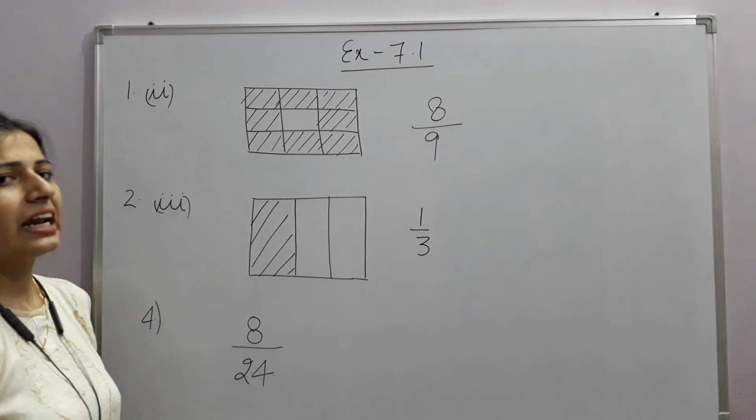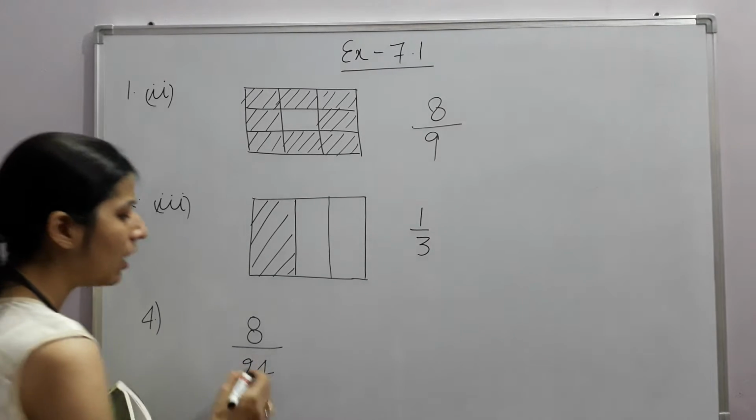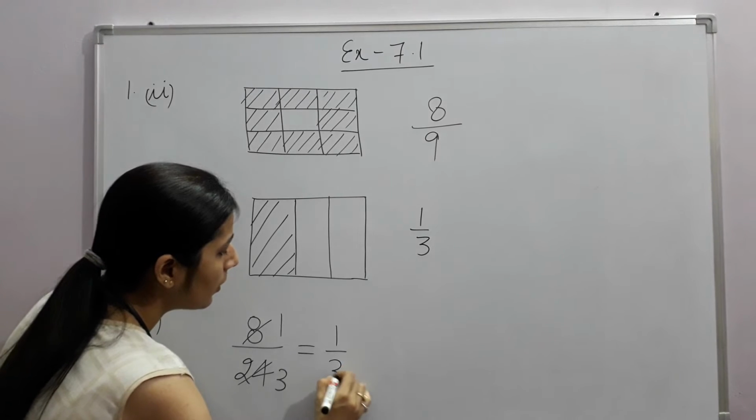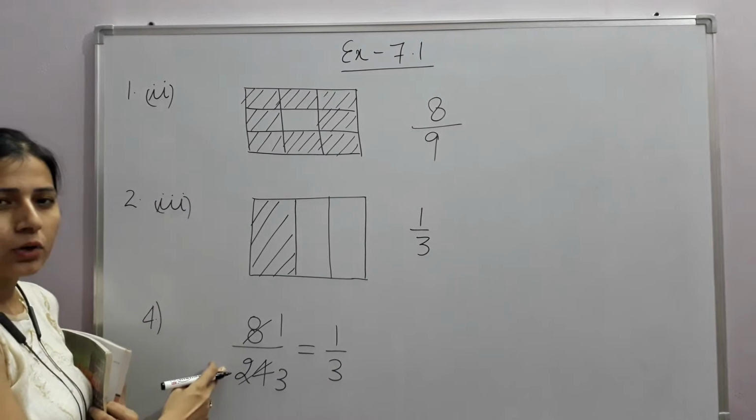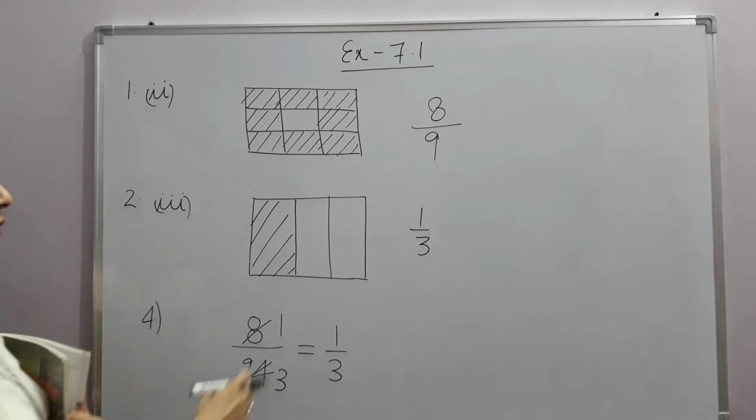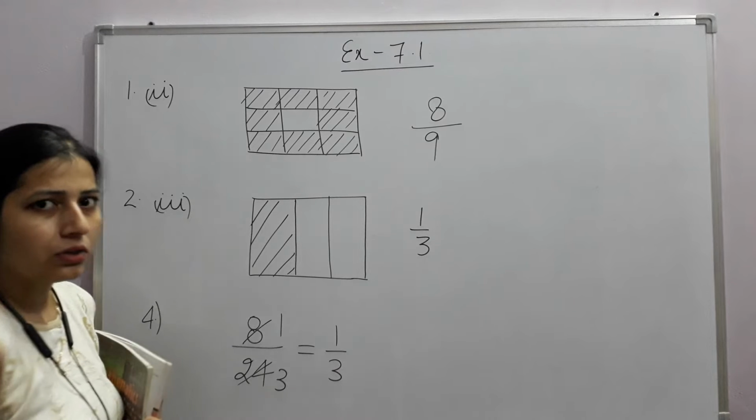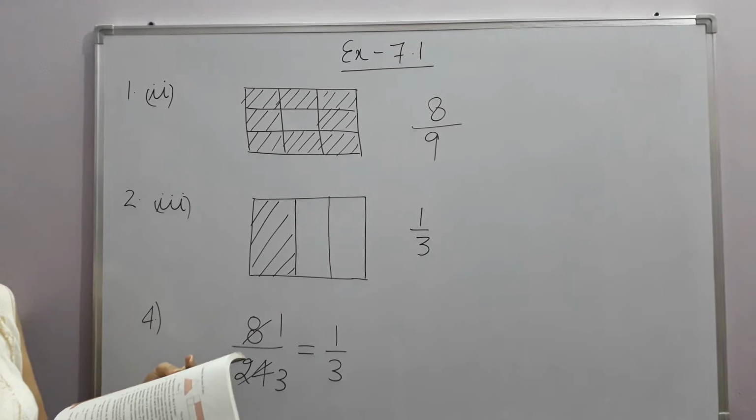This is the answer. And if you want to convert it into simplest form, we can do that. How? 8 ones are 8, 8 threes are 24. So you will be writing 1 upon 3. It's your choice. If you want to write 8 upon 24, that is also correct. If you want to reduce it to simplest form, like I have reduced it to 1 upon 3, you can write 1 upon 3 also. Both are correct.